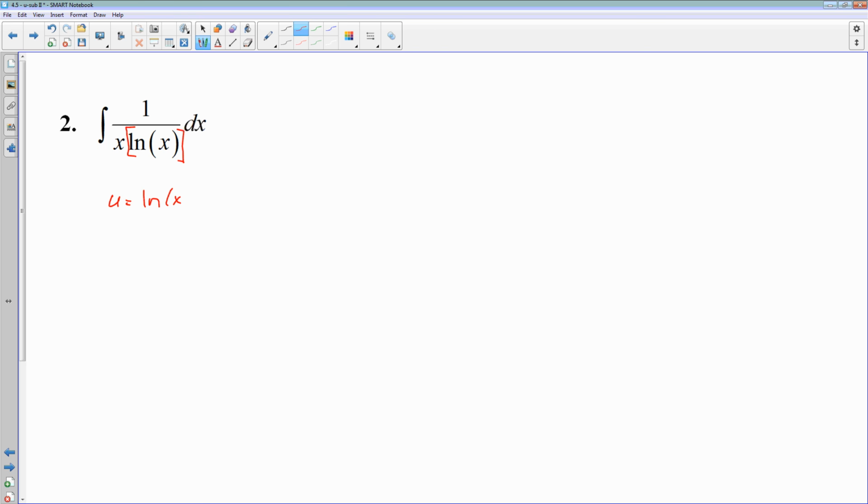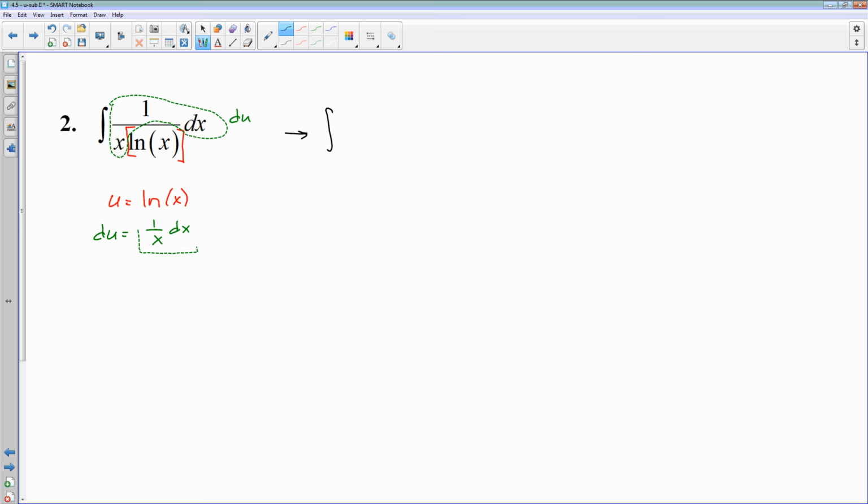And the reason I'm choosing u as ln x is because the derivative of ln x, I know, is 1 over x dx. And in order to do u substitution, you have to see du. And I do see a du. I have 1 over x dx right there. All of that is my du. And the ln x is my u. So I can actually do my substitution now.